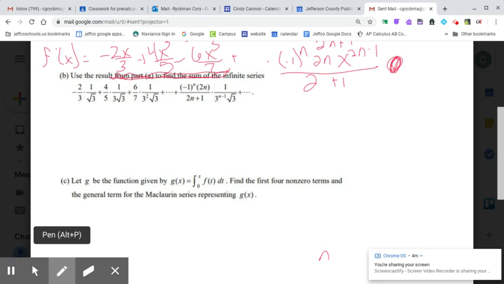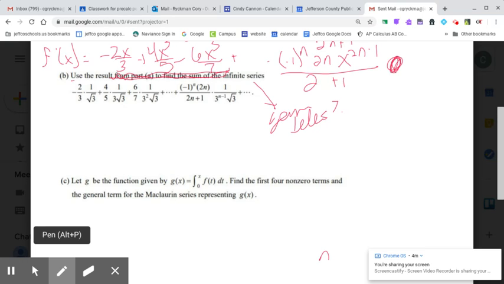So check your answer. All right, so looking at B, this I knew was going to be tough. This is one of the harder ones. It says, use the results from part A to find the sum of the infinite series. Now, if you thought this way, sum of the infinite series, that means I need to know a formula, geometric or telescoping. And if you thought that way, I totally understand. But this series is definitely not geometric or telescoping.